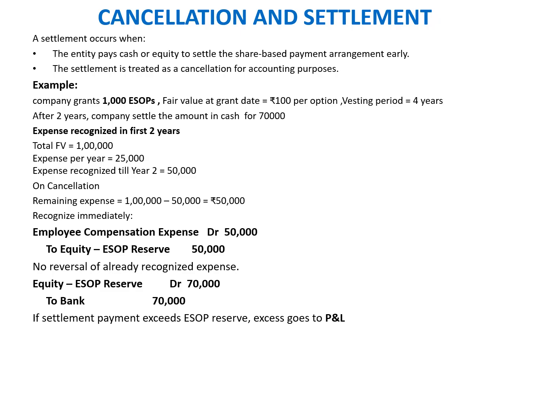Okay, now we'll talk about the settlement. Settlement means when the entity pays cash or equity to settle the share-based payment arrangement early, and the settlement is treated as a cancellation for accounting purposes. So the treatment is the same. The company grants 1000 ESOPs. Fair value at the grant date is 100 per option. Vesting period is 4 years.